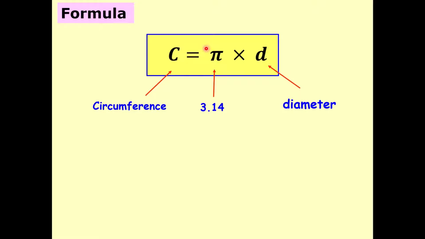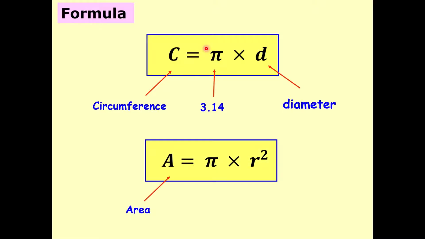The formula to calculate the area of the circle, so area equals, we're still using pi, but we're going to times pi by the radius squared. So A stands for area, pi is again 3.14, and then we're going to take the radius and square it. And remember that when you're squaring something, you're timesing it by itself. So essentially this means r times r.